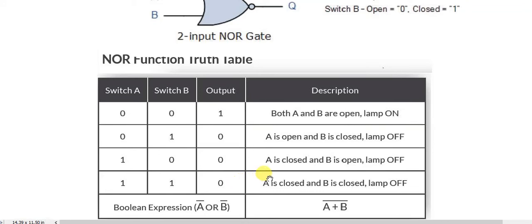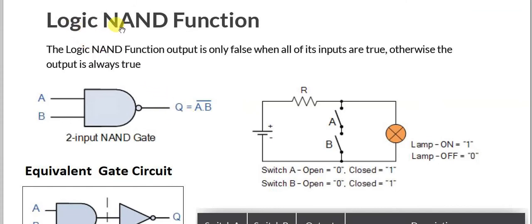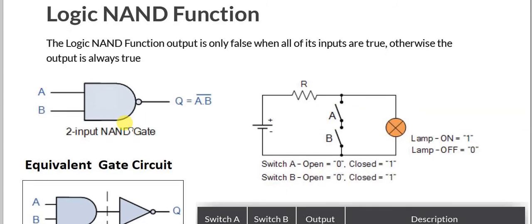Next is the logic NAND gate. These are very useful gates. NOR gate and NAND gate are also termed as universal gates. In the coming topics we will show that we can make any kind of gate from these gates, and that is very useful and helpful. The logic NAND gate output is false when all of its inputs are true, otherwise the output is true.